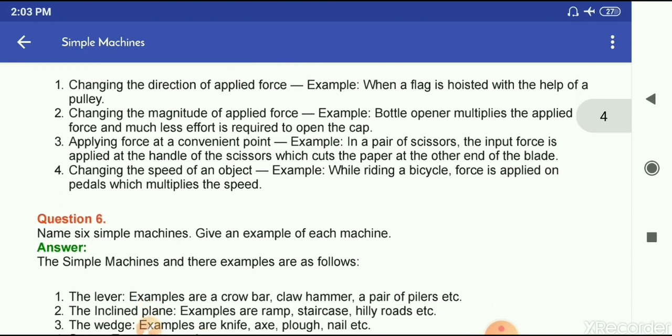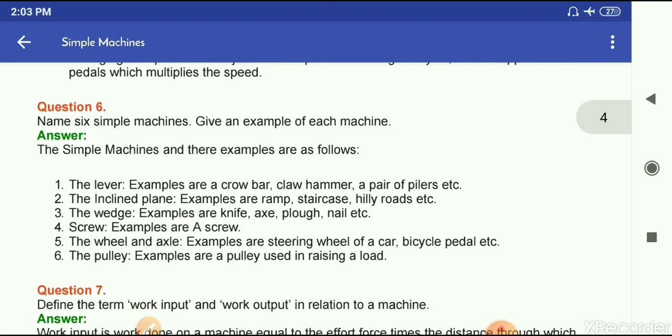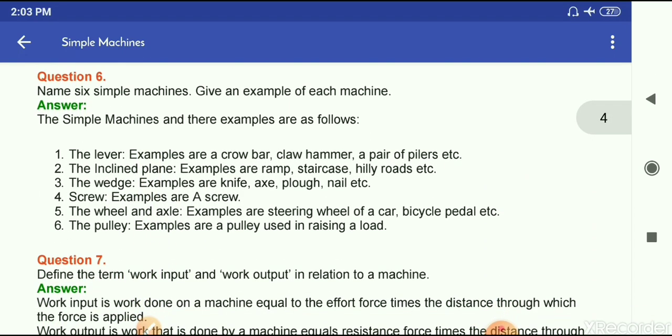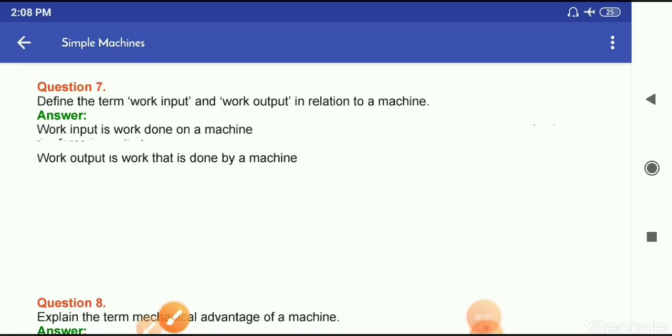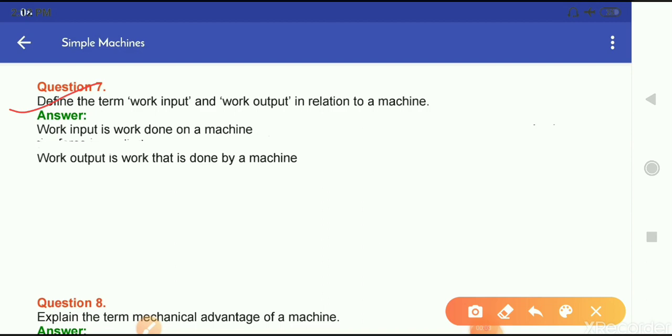Okay, now question number 6, name 6 simple machines. Give an example of each machine. So 6 simple machines are lever, inclined plane, wedge, screw, wheel and axle, and pulley. And these are the examples. You can write any 2 examples of each simple machine. Question number 7. Define the term work input and work output in relation to a machine. So work input is the work done on a machine, and work output is the work that is done by a machine.